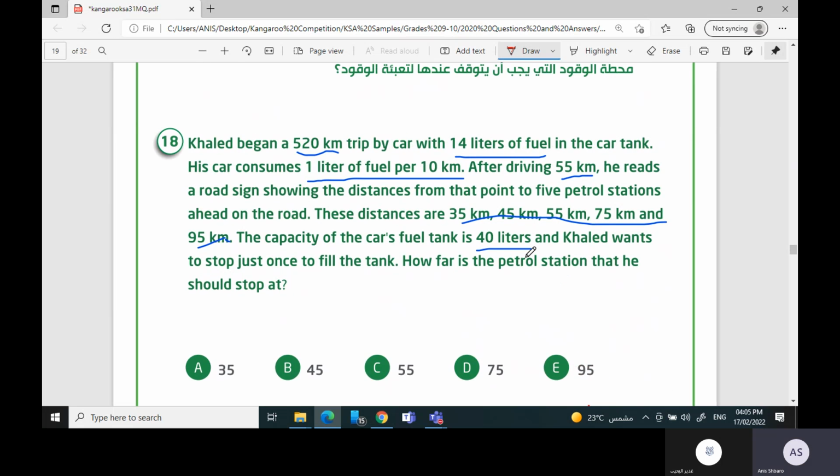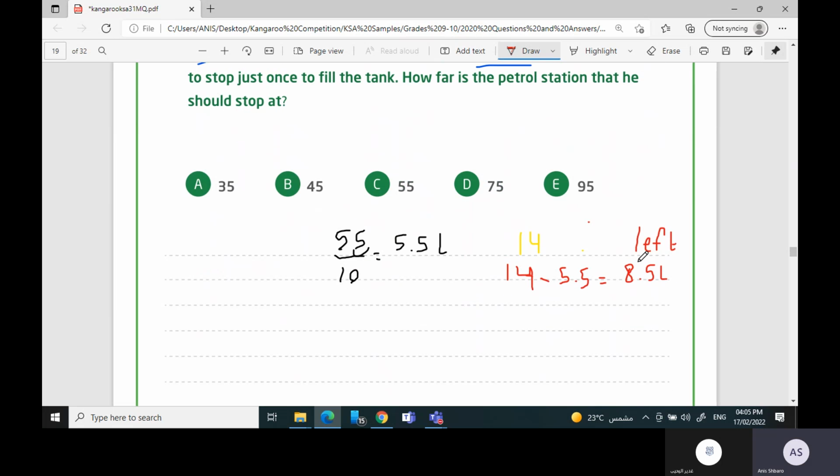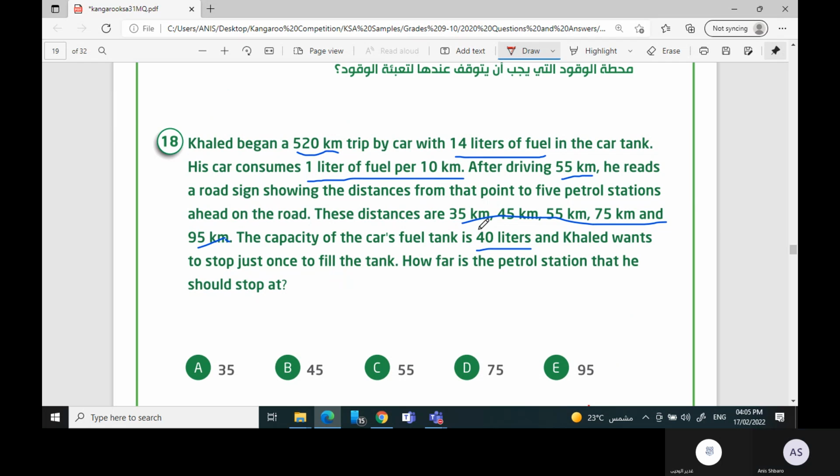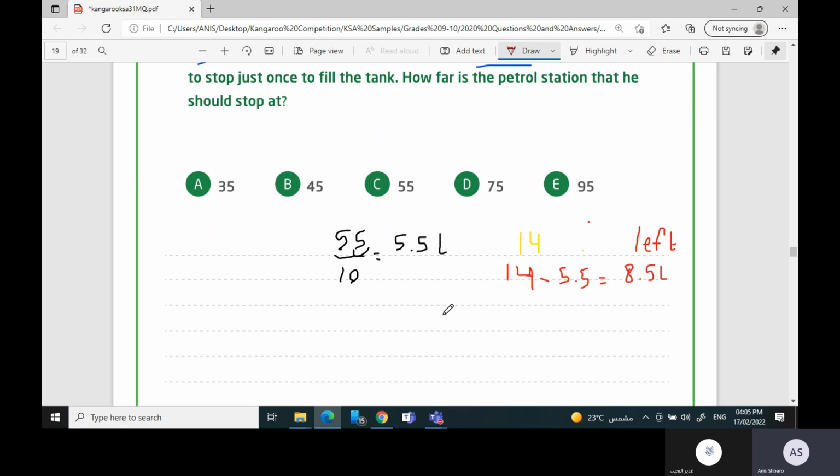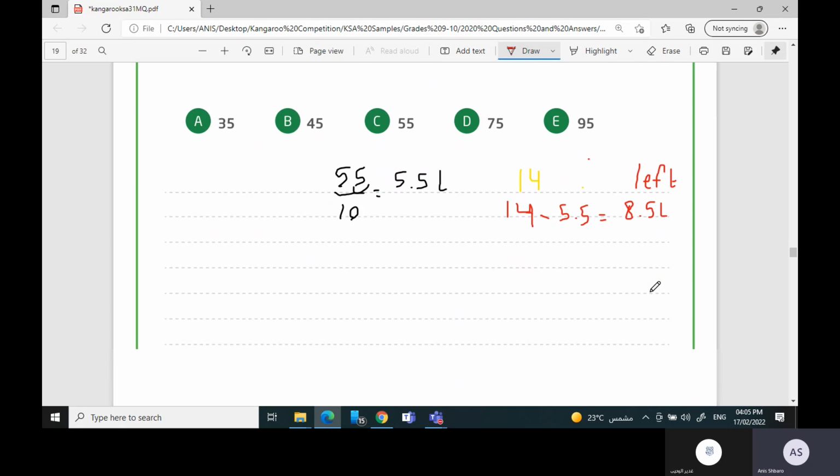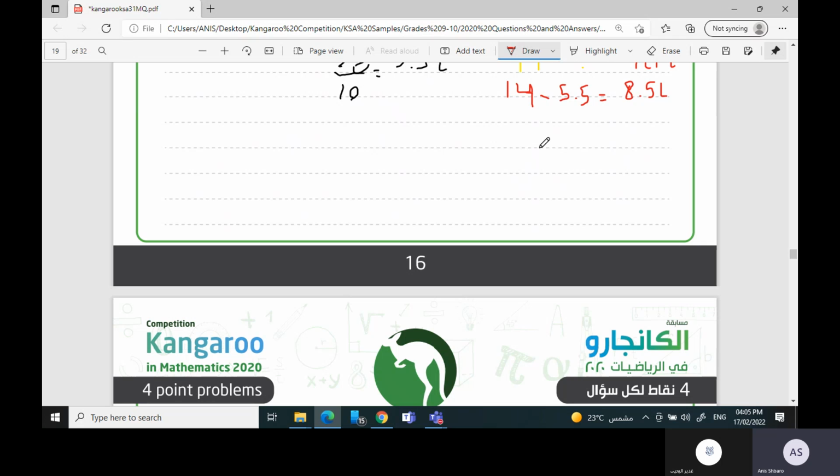Now, we simply have this quantity of fuel left and we want to go to one of these. Of course, we're not going to choose one randomly. We're going by mathematics to find which one is suitable. His car consumes 1 liter of fuel per 10 kilometers. So of course, I have 8.5 liters. I need to see how far it will take him.